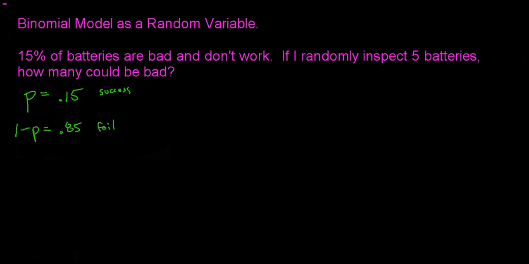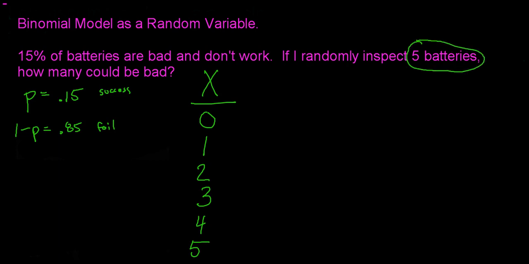So if I randomly inspect 5 batteries, how many could be bad? So that's the random variable. A random variable is, what could happen? I don't know. Well, we use a capital letter for the random variable. There could be 0 bad batteries. There could be 1 bad battery. There could be 2 bad batteries, 3 bad batteries, 4, or oh my goodness, all 5 could be bad. And that's what makes the random variable. Now 5 is how many batteries I'm looking at. That is my N. And as I said, you must be given 2 things. The probability of success, failure should come free with that.